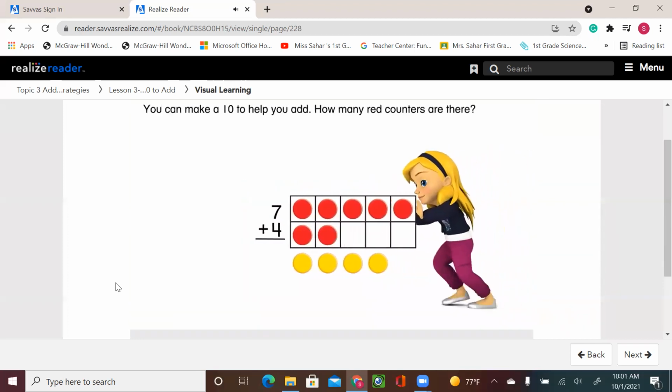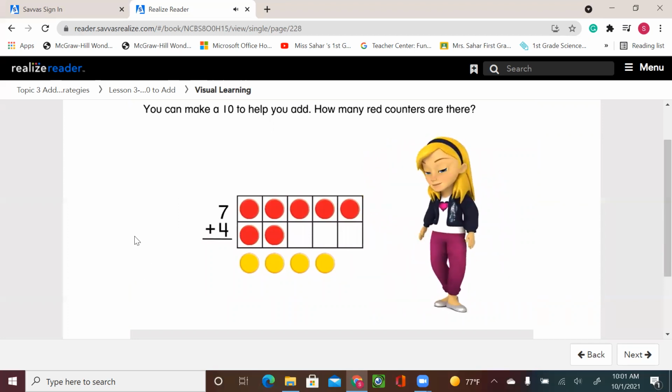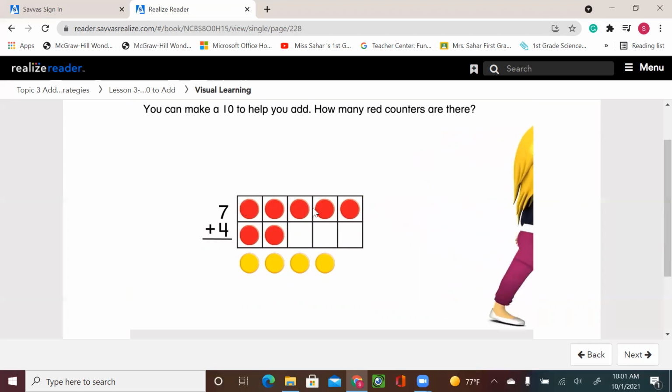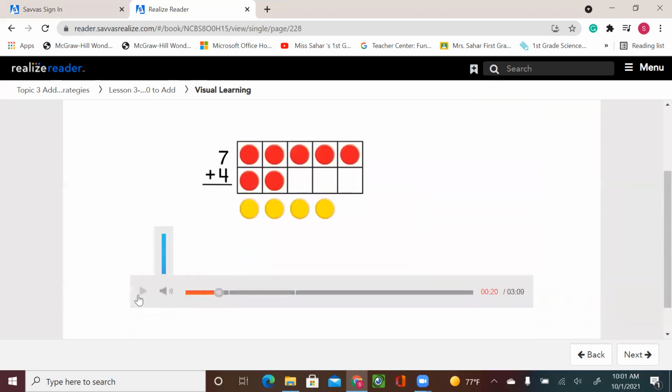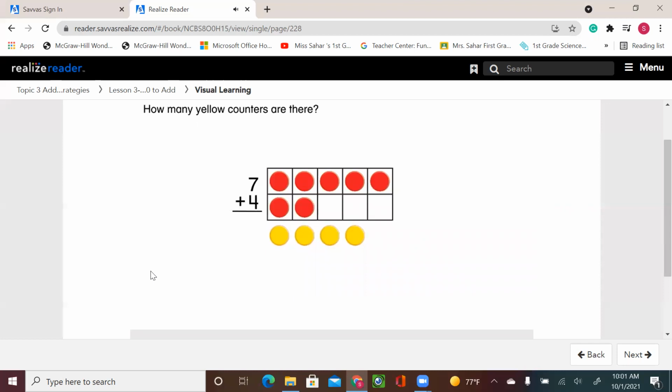You can make a 10 to help you add. How many red counters are there? Five and 2. 1, 2, 3, 4, 5, 6, 7. There are 7 red counters. How many yellow counters are there?